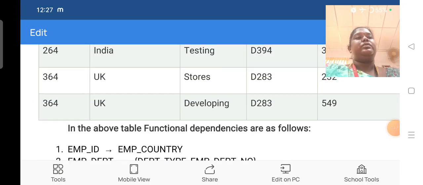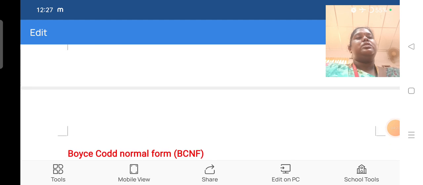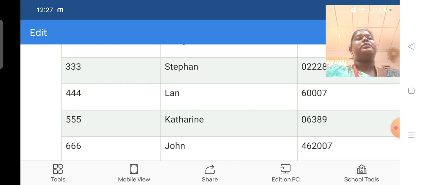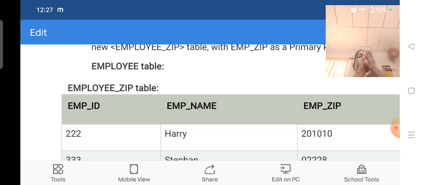Now we have seen 3NF and BCNF. BCNF is a stricter version of 3NF. For 3NF, the given table will be in 2NF, and then we decompose into 3NF. For BCNF, the given table will be in 3NF, and then we decompose into BCNF.